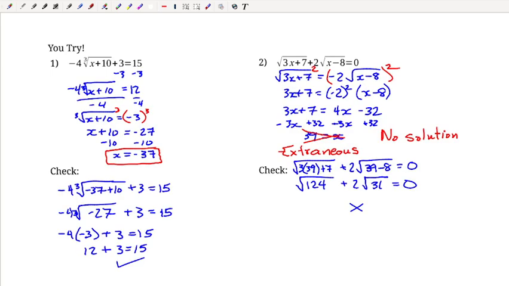All right, how'd you do? Did you remember that a negative cubed is always negative? And did you remember that a -2 squared would be a +4? Hopefully you did, and hopefully you got to the answers.